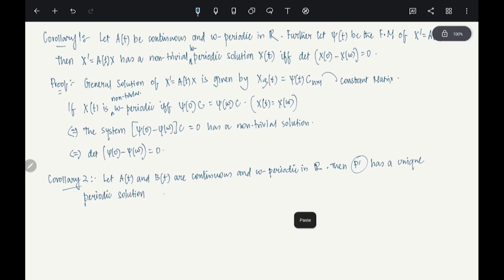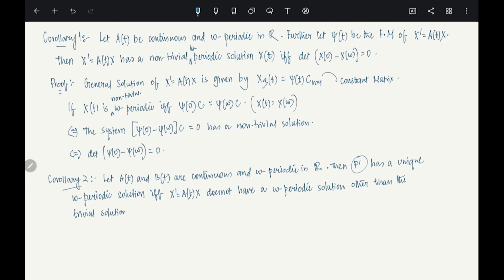Has a unique w periodic solution if and only if x prime equals A(t) times x does not have a w periodic solution other than the trivial solution.